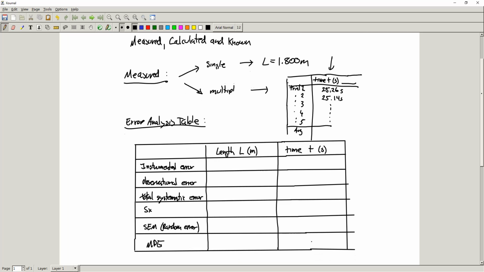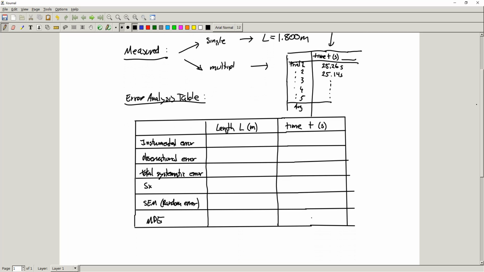So I took the time to draw this really rudimentary error analysis table down here. And basically what we need to do is we need to enter in an entry for any measured quantity. So any measured quantity has to have a column in one of these tables, right? So here we have our capital L length and our lowercase t time. And so what would we do? Well, we'd enter in the values in the appropriate fields here.